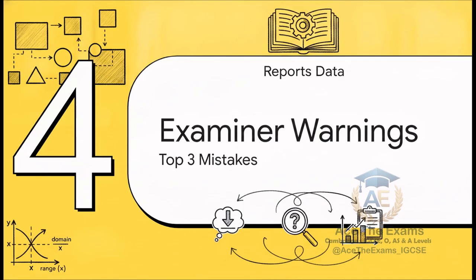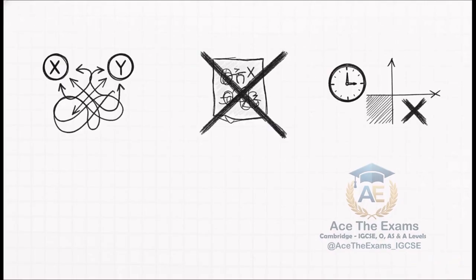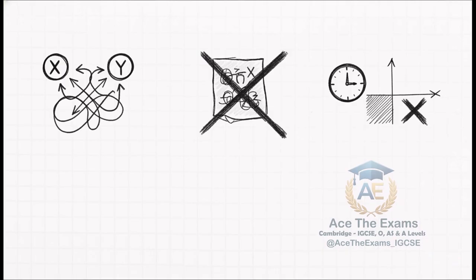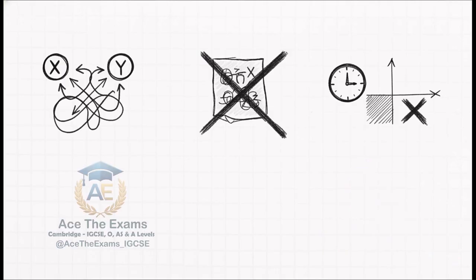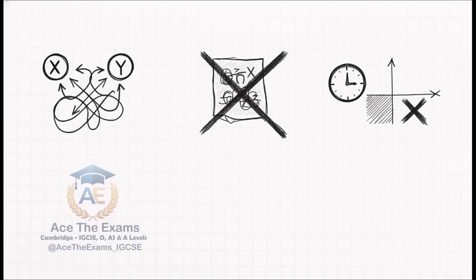Section 4. Top 3 examiner warnings. Let's look at the pitfalls to avoid. We've pulled the data straight from the principal examiner reports, and the crucial point is that you absolutely must avoid these 3 fatal errors.